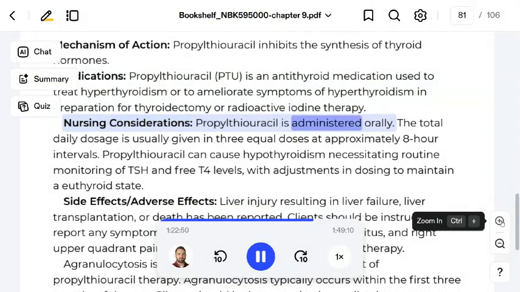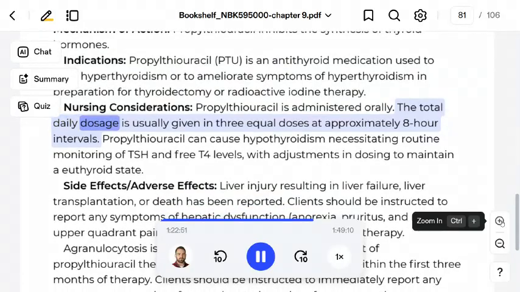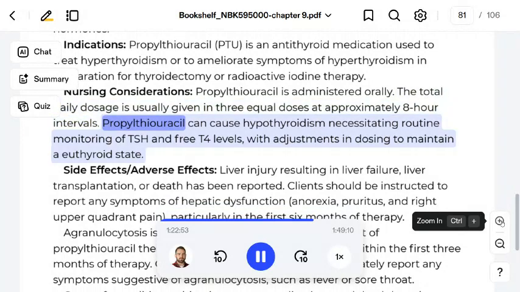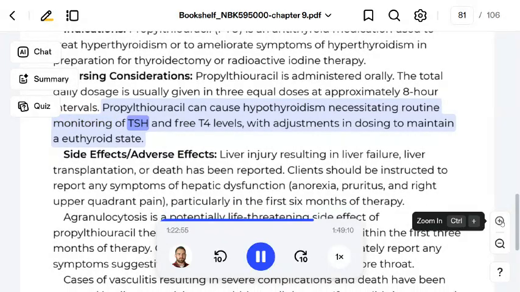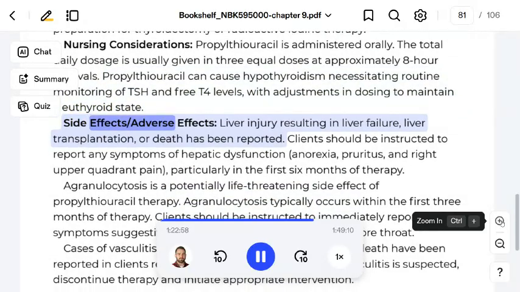Propylthiouracil is administered orally. The total daily dosage is usually given in 3 equal doses at approximately 8-hour intervals. Propylthiouracil can cause hypothyroidism, necessitating routine monitoring of TSH and free T4 levels, with adjustments in dosing to maintain a euthyroid state. Side effects, adverse effects.